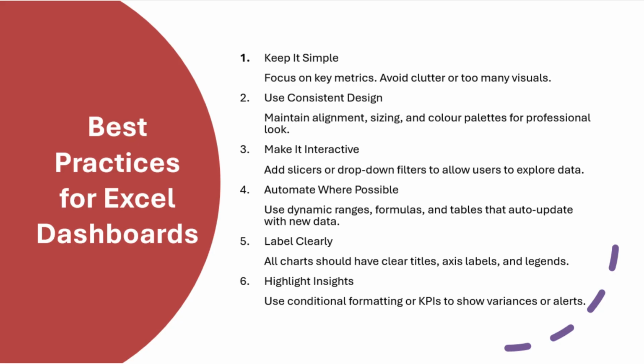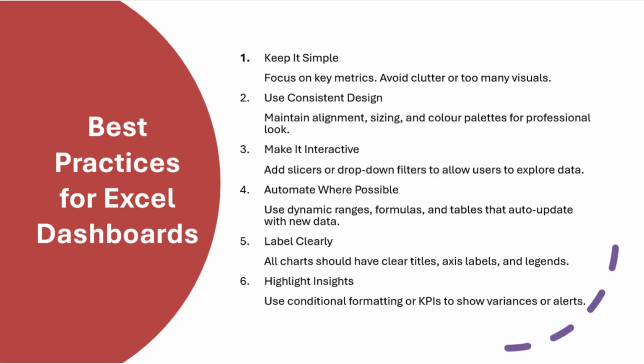You don't want to put a salary column and put years at the back of it. So you're talking about 20,000 years. That doesn't make sense. So you should label your visuals clearly. All charts should have titles, axis labels, and legends.